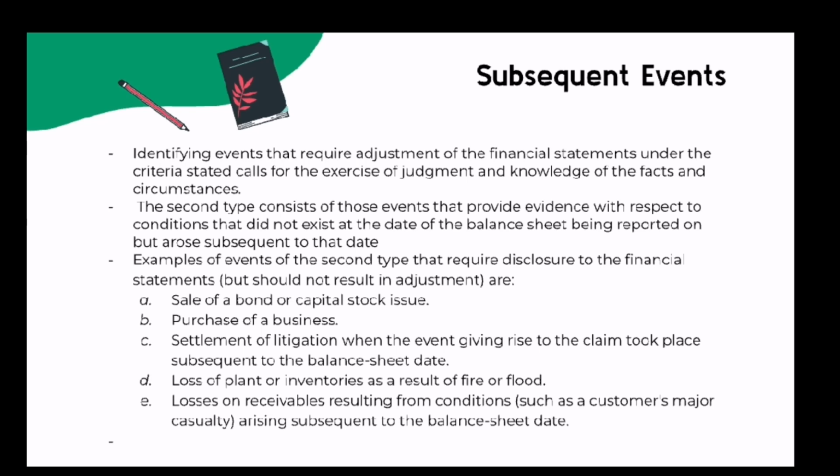For example, nagkaroon ka ng loss sa isang uncollectible trade account na nangyari kasi yung customer mo ay papunta na sa pagiging bankrupt. Pero sa balance sheet mo ay collectible pa siya. Kaya kailangan mong i-adjust yung financial statements mo bago mo siya ilabas. Pero kapag naman nagkaroon ka ng loss sa isang uncollectible trade account, pero ang dahilan ay nasunugan or any other major casualty, ay wala itong pagbabago sa ating balance sheet date at hindi natin kailangang i-adjust ang financial statements.